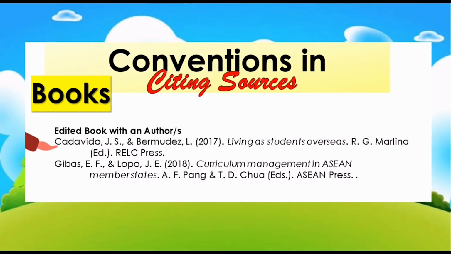Let's have the last name of the first author, comma, the initials, comma, ampersand. Let's have another author, which is Lopo, comma, the initials, and then of course the year of publication. Period, followed by the title of the book, which is Curriculum Management in ASEAN Member States. And then we have to write the initials of the editor, AF, and then the last name of the editor, Pang. Of course, you have to separate it using the ampersand.